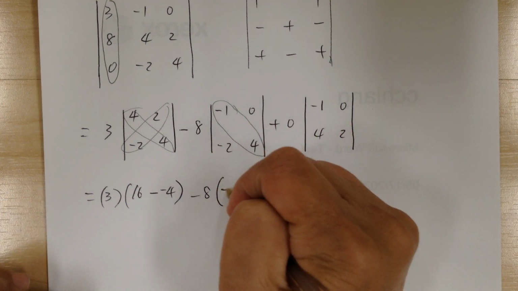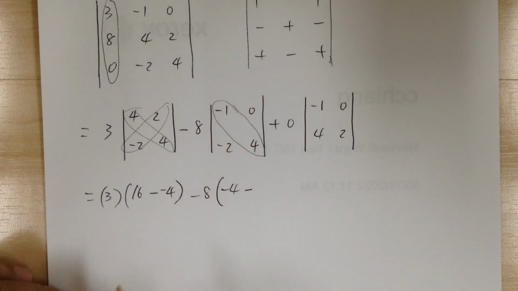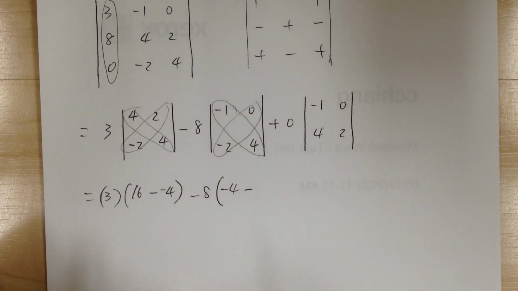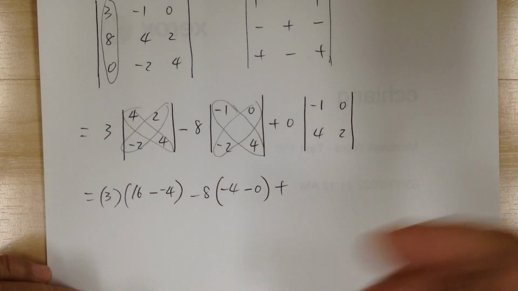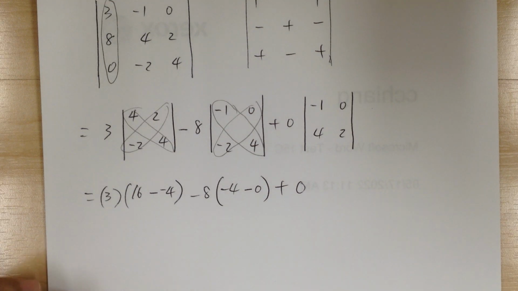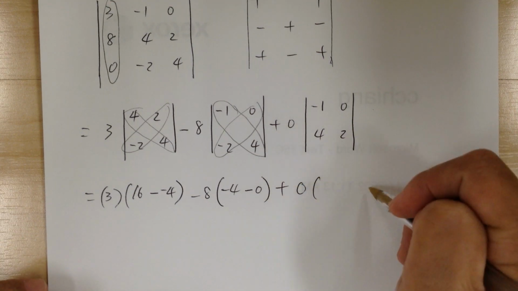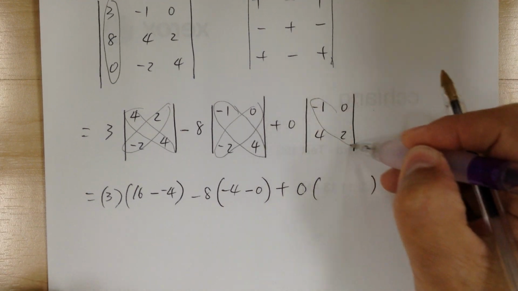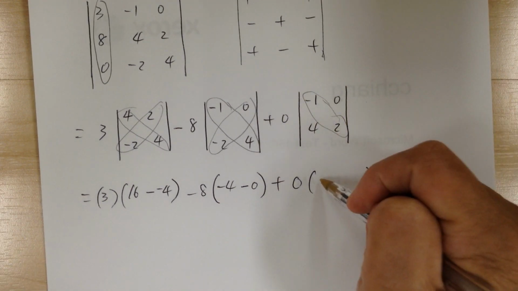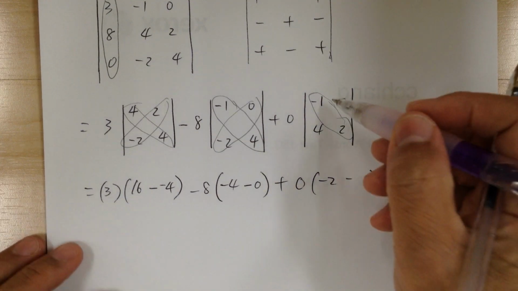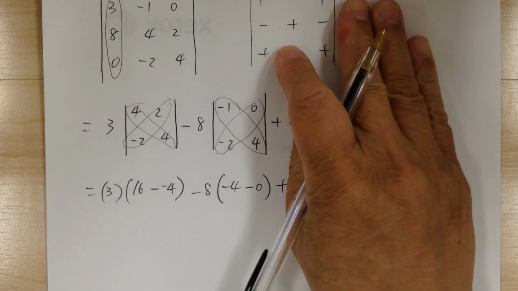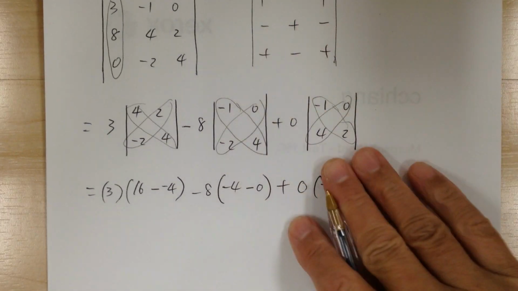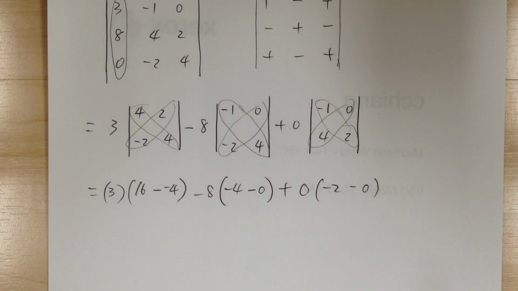This would be a -4 minus. So now it's much easier to do, right? -0 plus, well, 0 times whatever is going to be just 0, right? So you don't even have to worry about that, okay? But if you want to, you can do this, okay? Again, this would be a -2 minus 0, okay? But you don't have to do that. As soon as you see 0, you can just ignore that part already, right? Because 0 times anything would be equal to 0.